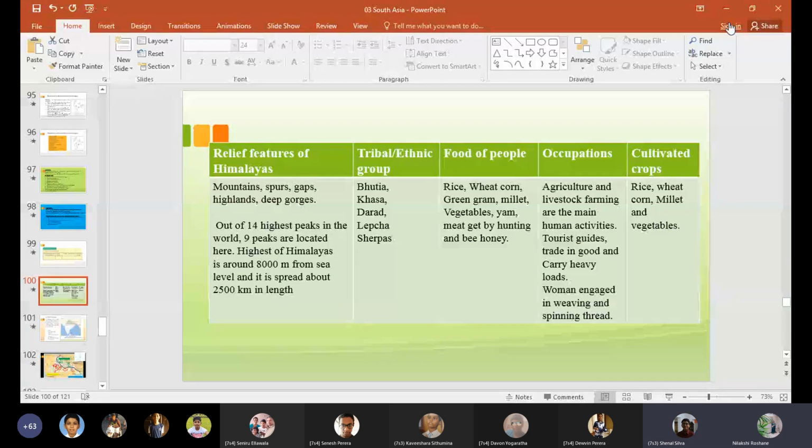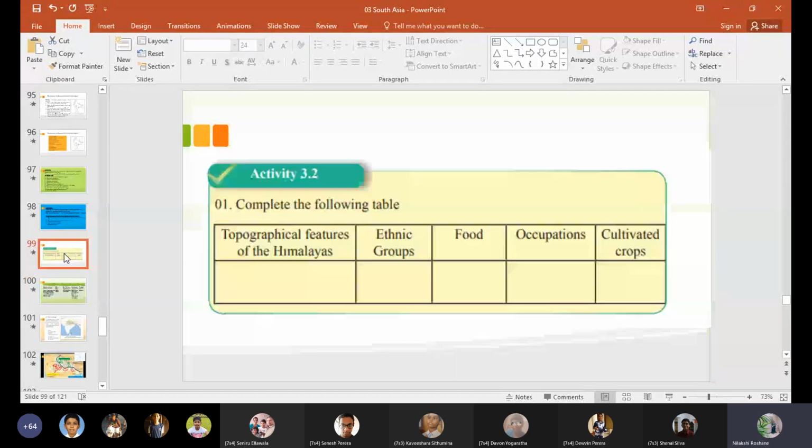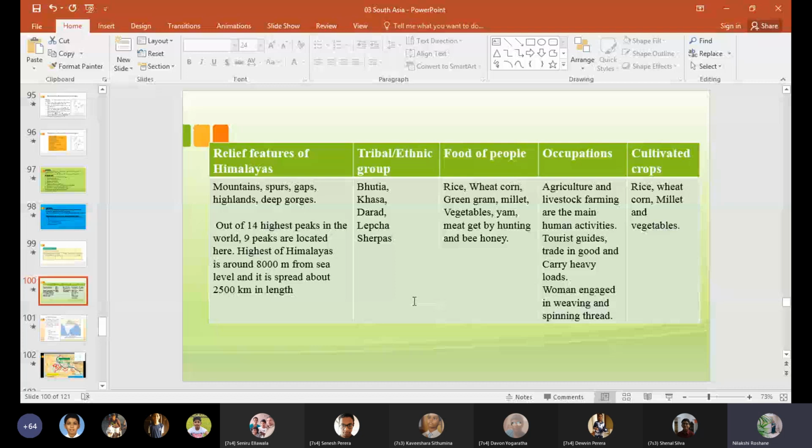Cultivated crops: rice, wheat, corn, millet, and vegetables. Okay. So these are the answers for activity 3.2. Yes, these are the answers for the activity. So you have to copy it to your writing book, if you have not written what is in this slide. So these are the correct answers for activity 3.2.